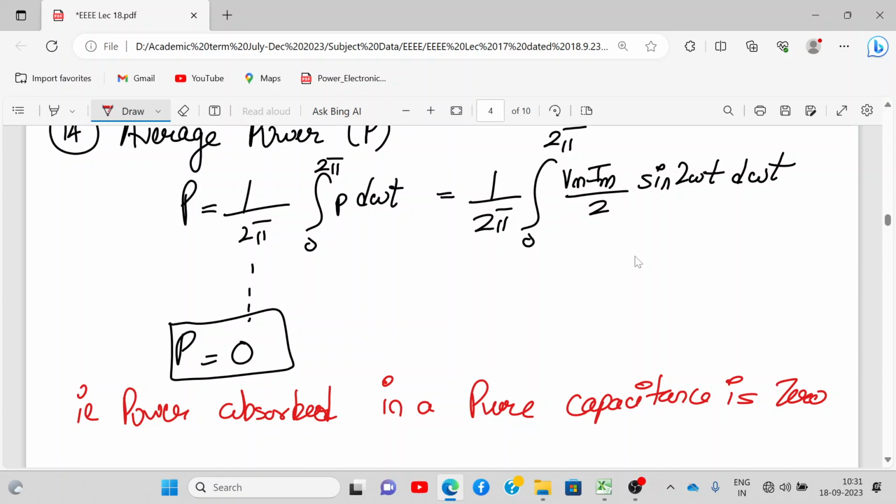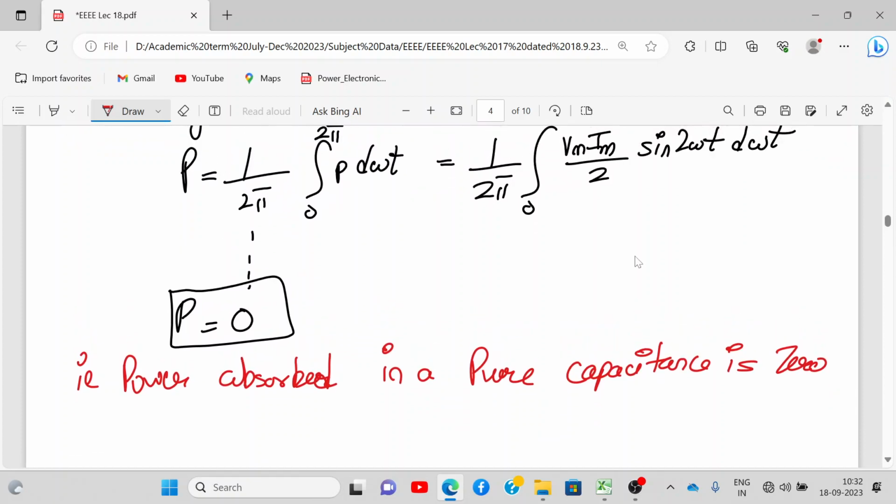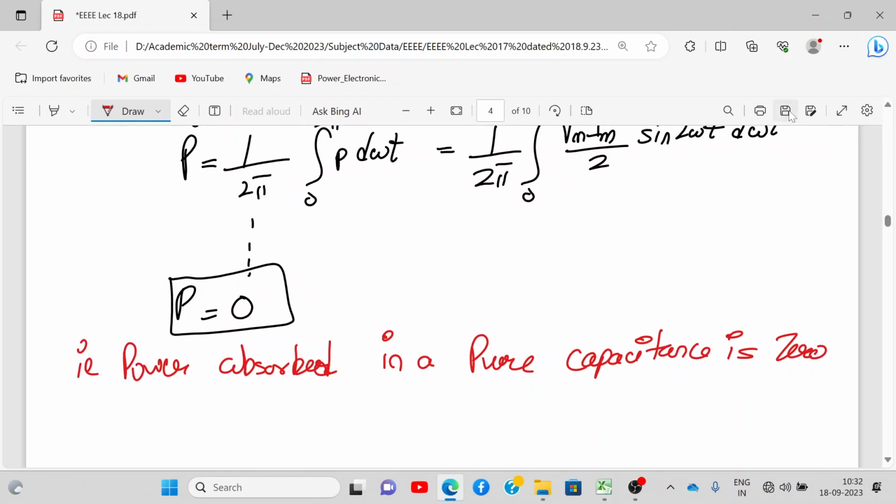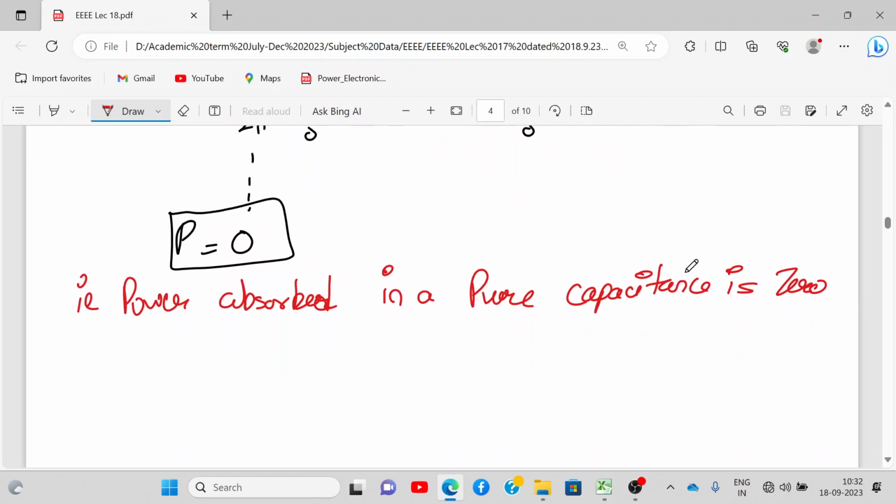Okay? And now we solve one numerical on AC circuit with a pure capacitor. See, in a practical capacitor, there is small resistance. So average power won't be 0. But if it is a pure capacitor, then it is 0. There doesn't exist a pure inductor and capacitor for your record. Always there is small resistance. Okay? Can we start?